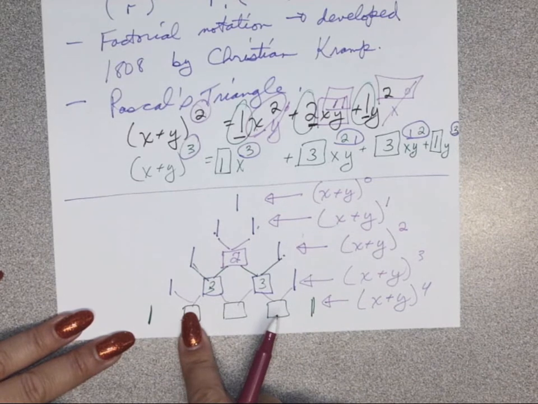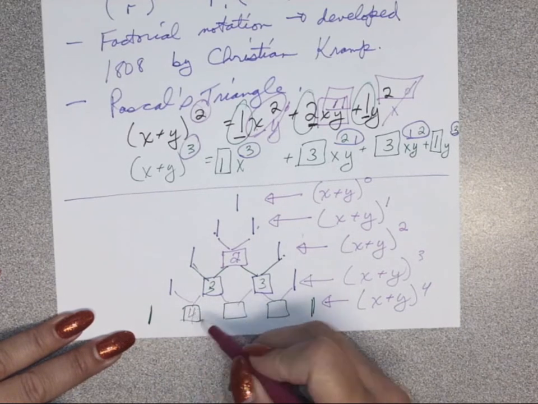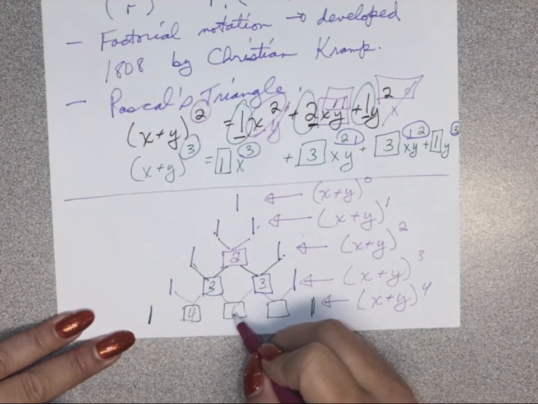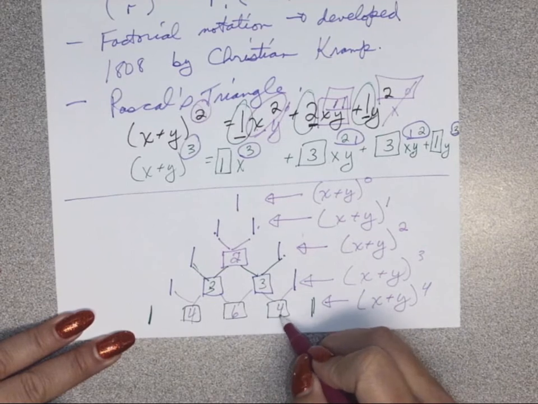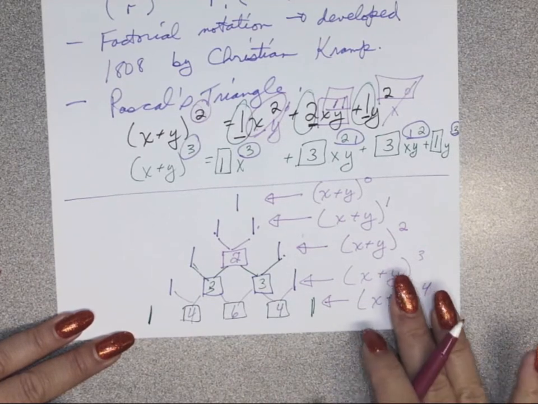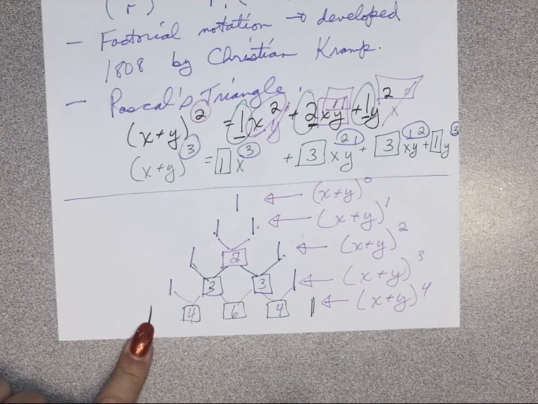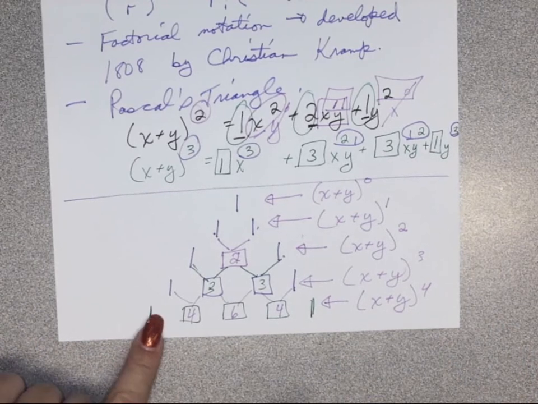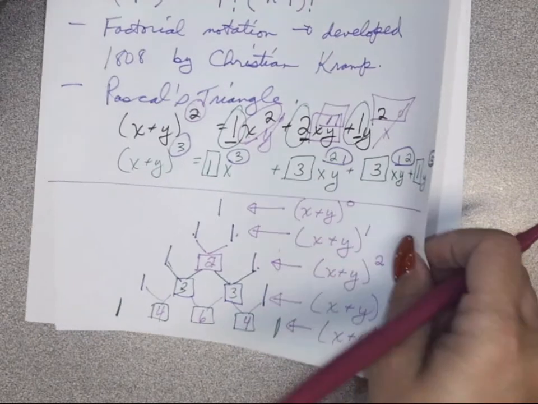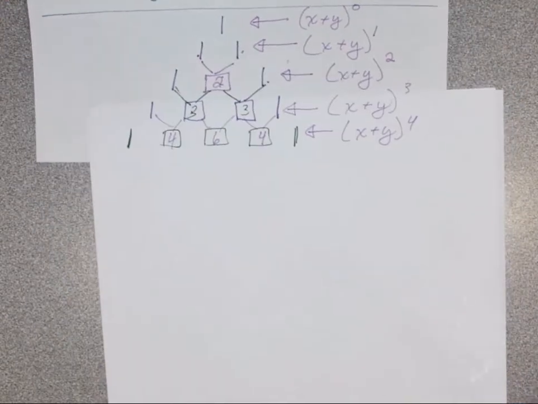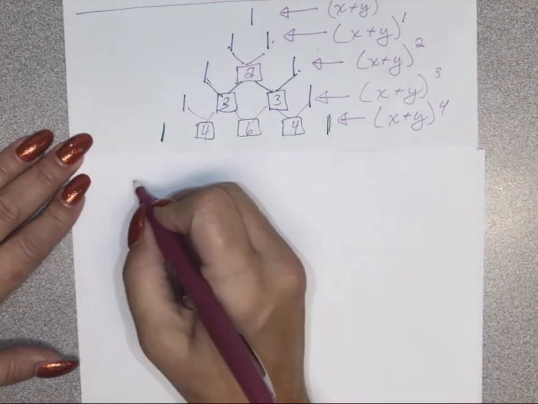This should be a 4. This should be a 6. This should be a 4, right? Okay. So to do x plus y to the 4th, this is going to be 1x to the 4th plus what? Oh, let me write it down. We can apply everything we know now.